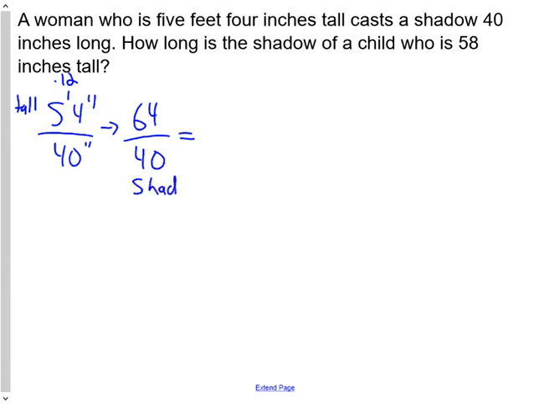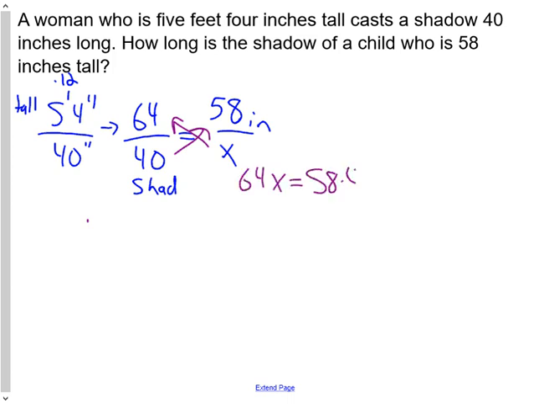With the child, we've got his shadow is, don't know, he's 58 inches tall. So maybe not the youngest child here. Over how long is his shadow. And this is a cross multiply and divide. Might not necessarily be a nice number, so this would be suggested to use your calculator. 64x is 58 times 40, and then divide by 64.